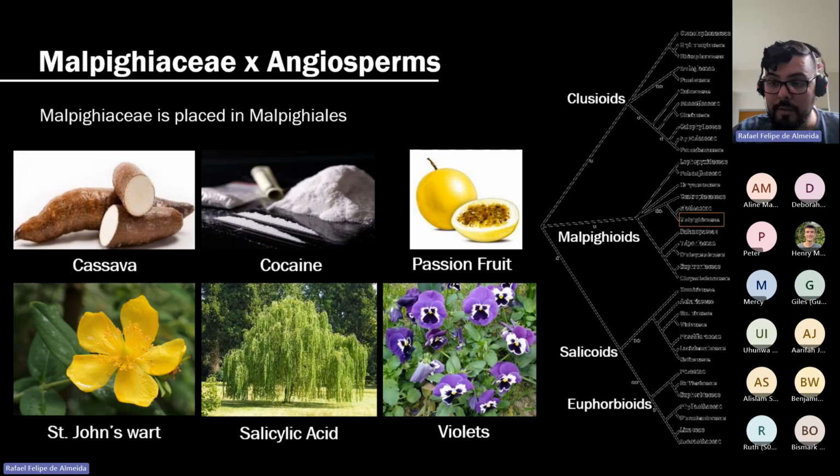So within this order, Malpighiaceae is placed here in this Malpighioid clade. There's been a lot of talk over the past 10 years about the relationships between those families within Malpighiales. We have not reached a consensus yet, but this subdivision into four major clades seems to be what is most probably near the truth about Malpighiales.